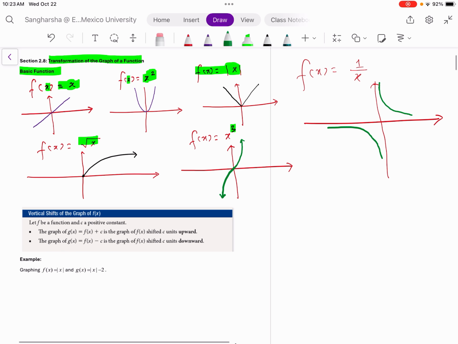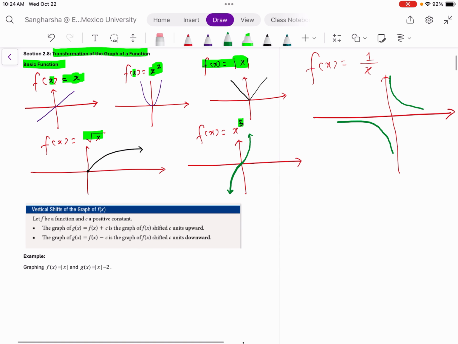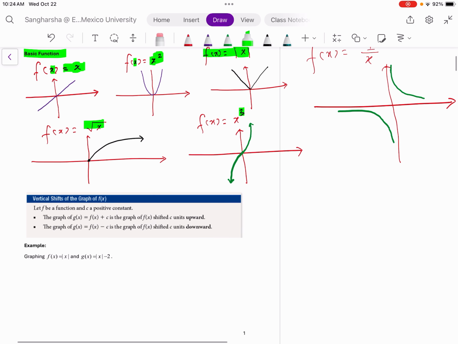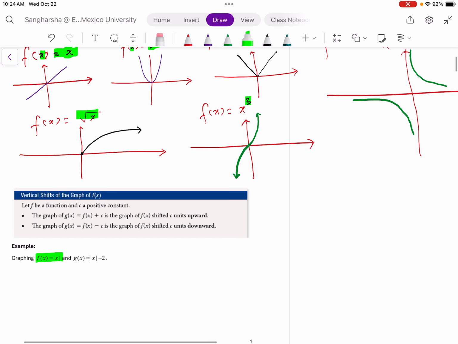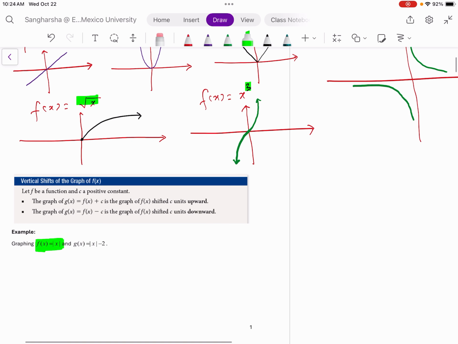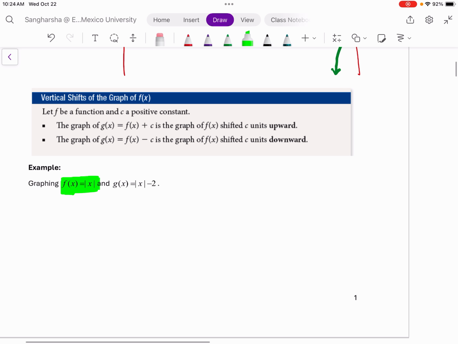Now let's go to the next topic. Let's start with an example. We have a function f of x equals absolute value of x. At first, what type of function is this? This is an absolute value function. So let's start by drawing a graph for this basic function, f of x equals absolute value of x.